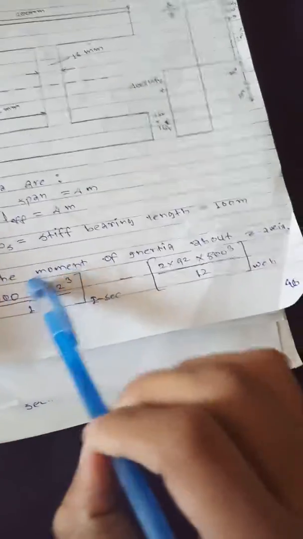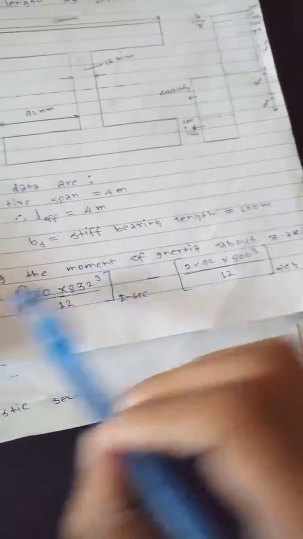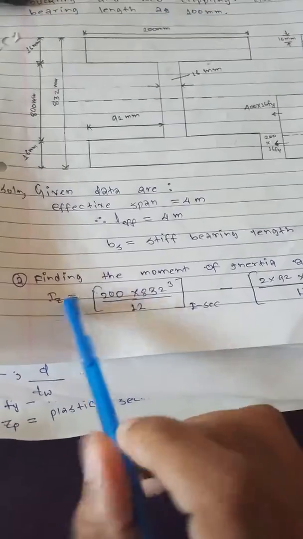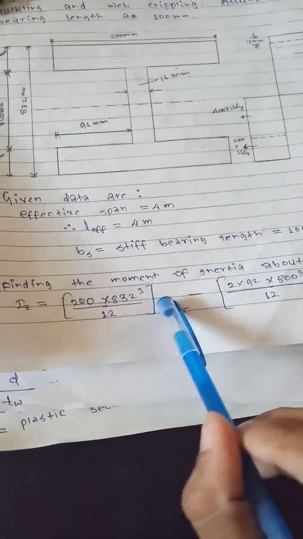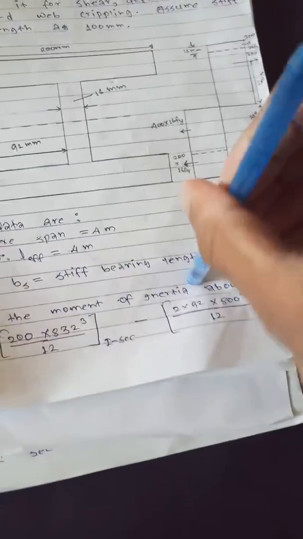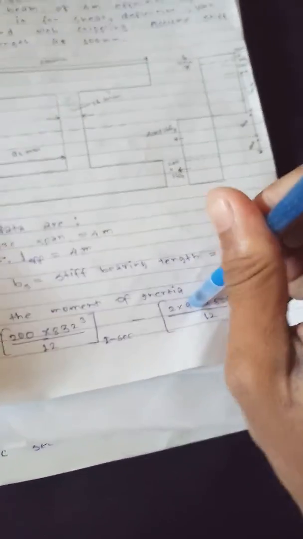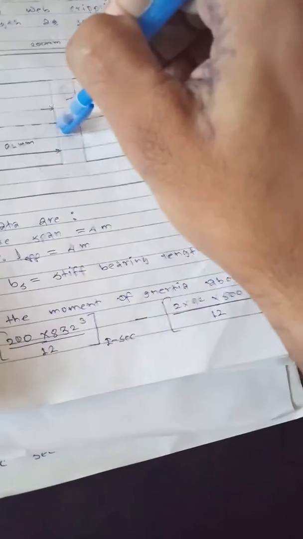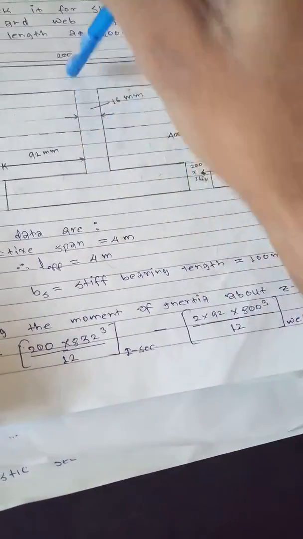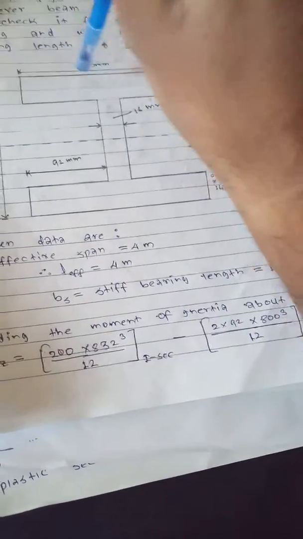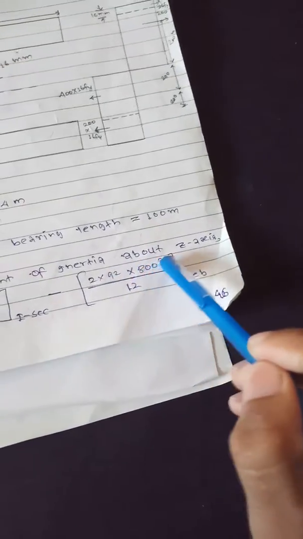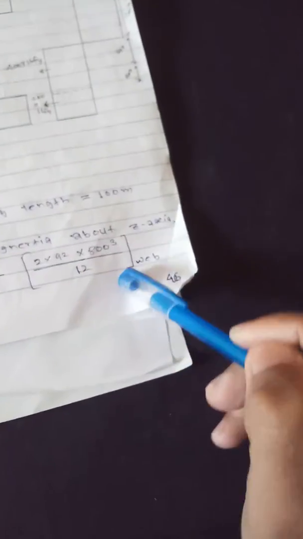Now we have to find the moment of inertia about the z axis. Its formula is BD cube by 12 for the I section minus twice. Why are we doing twice here? Because one rectangle is up, another rectangle is down, so twice into 92 into 800 cube by 12. This is for the web.